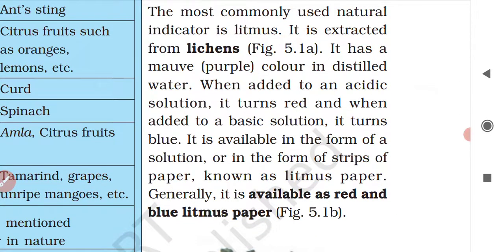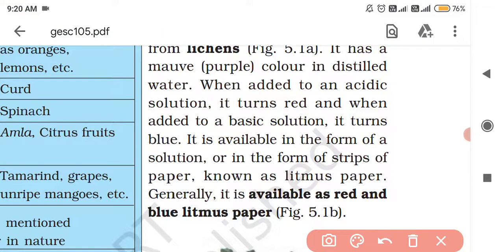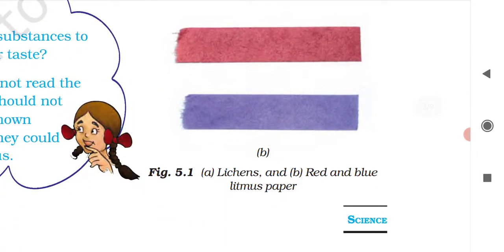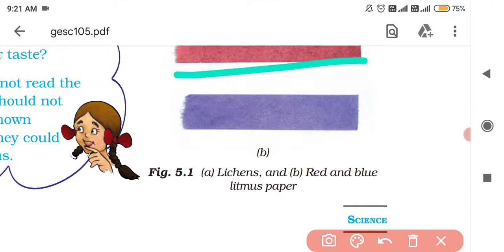Litmus is also available in the form of paper strips. It is available in the form of blue litmus solution and red litmus solution, and also in the form of strips of paper, known as litmus paper. This litmus paper is again available as red and blue litmus paper. Here it is shown in the figure: this is red litmus paper and this is blue litmus paper.